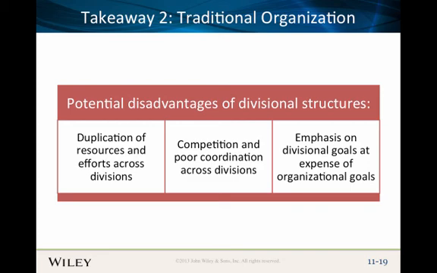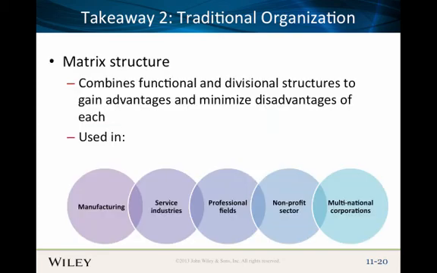So is there a way for us to have the best of both worlds? Is there a structure out there that can allow us to gain the efficiency of a functional structure while gaining the flexibility of a divisional structure? Is there a great compromise? And the answer to that is potentially there is. And that is created through this matrix structure. And essentially what we're doing in a matrix structure is that we're combining the functional and the divisional to try to gain the advantages of both and to help minimize or mitigate the disadvantages of both. So we're trying to get the best of both worlds, if you will.